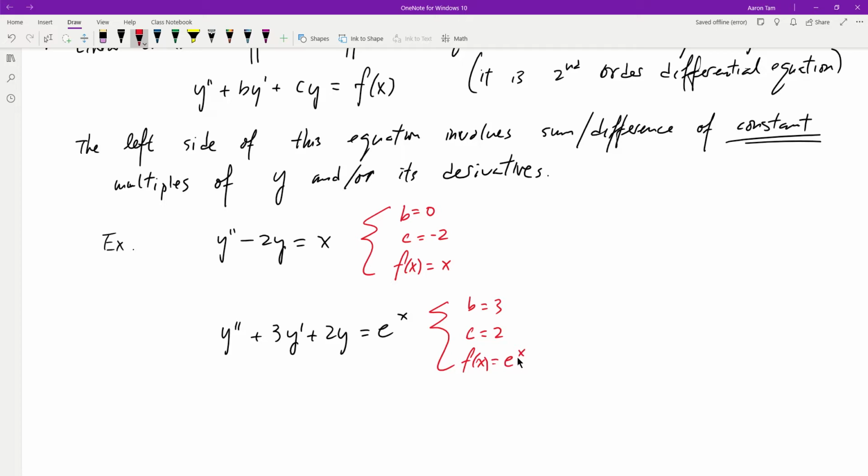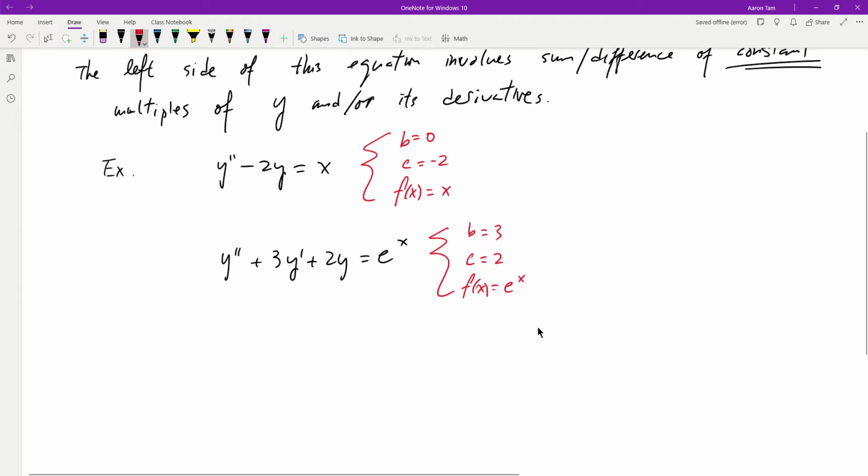So someone might be thinking, can I do a y double prime plus by prime plus cy equal to f of x? Yes, you could. But we would prefer the highest derivative of our differential equation to have a coefficient of 1, so it makes the rest of the equation easier to look at. Okay, so that's the reason why it's written this way. However, I did keep the structure of using b and c as the second and third coefficients instead of changing it. So both of these are typical second order constant coefficient linear differential equations.